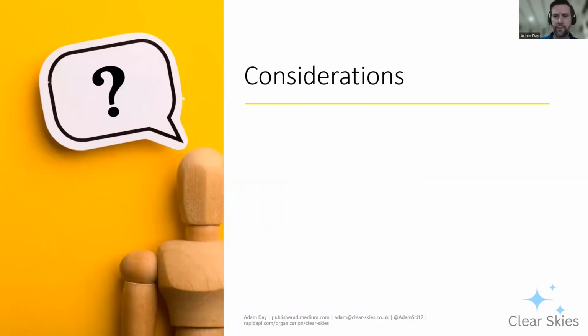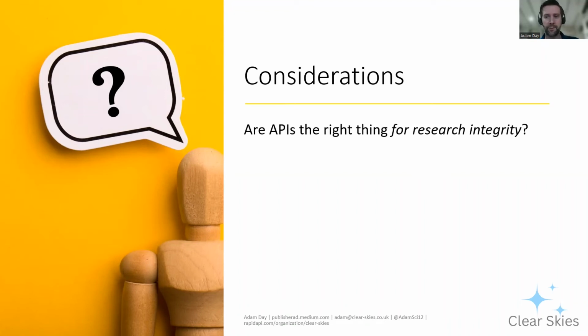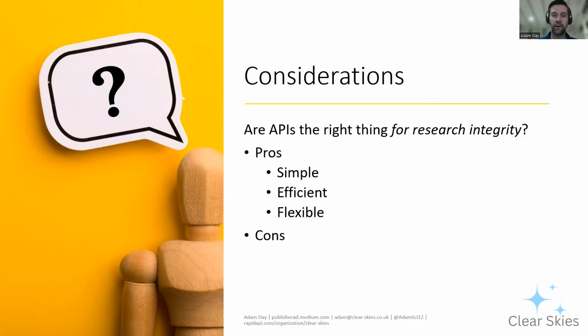So there are a few things to consider there, right? Are APIs the right thing for research integrity? Because as I've said, there are these great pros, especially from the perspective of an IT professional: APIs are simple, efficient, flexible, right? You can do a lot with them. But then there are these considerations, things like the skills barrier to use. If you're not used to using APIs, they're difficult to use. So we've worked around that by having the standard report there that can help people who don't know how to use the APIs.